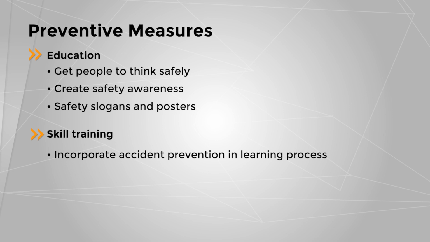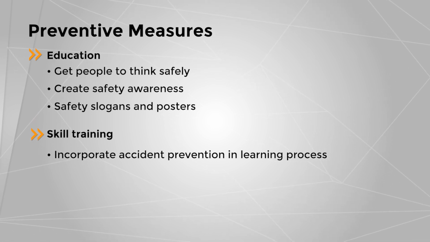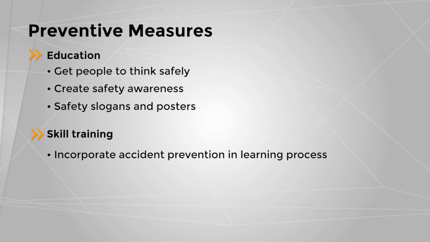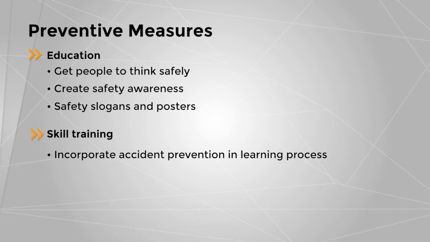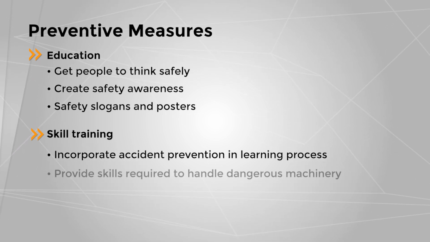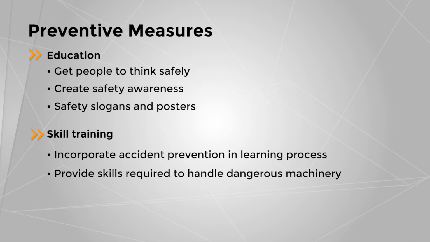So, in that kind of a work environment, it is very necessary that the workers are given sufficient training so that in case of a fall, they know how to protect themselves, particularly protecting their vital organs, their heads and their heart and various other vital organs. So, that kind of accident prevention training has to be incorporated right at the beginning in the learning process. Secondly, they have to be provided with skills required to handle dangerous machinery and chemicals.